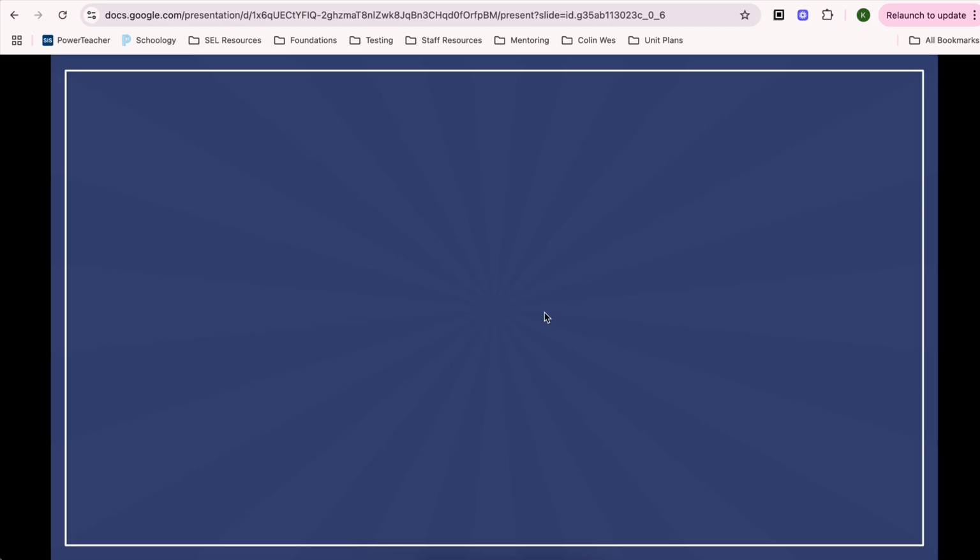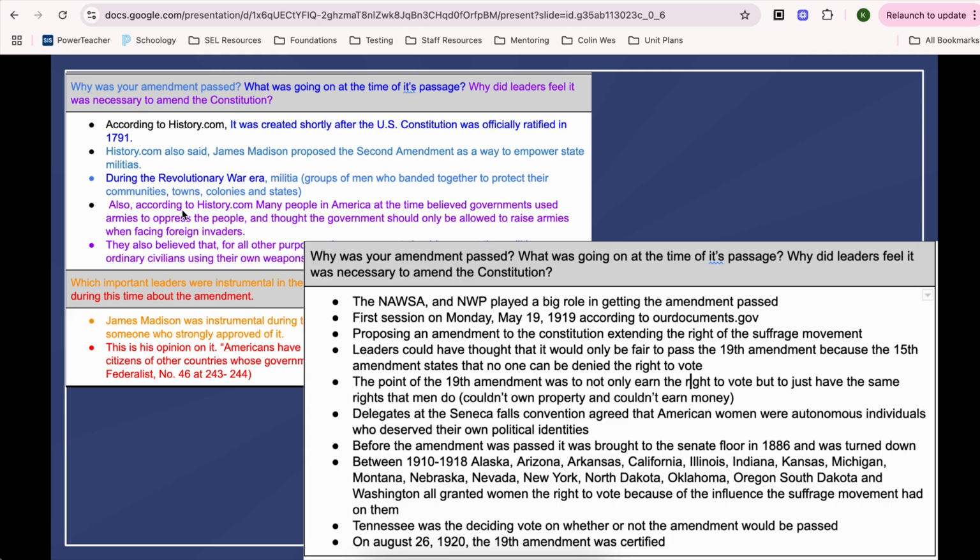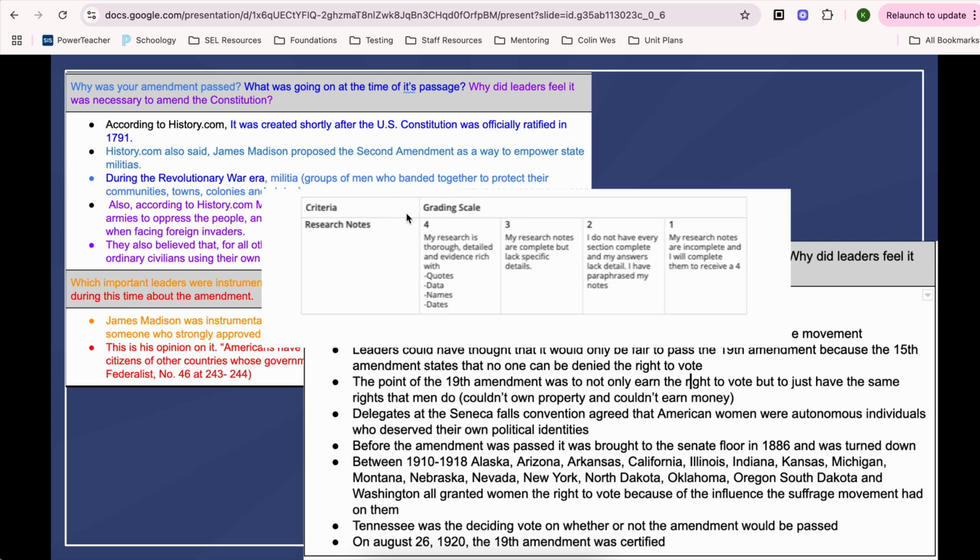Now, here are some good examples of research from this project in the past. Keep in mind, this was a different topic. It was about amendments. So for example, you'll notice this student color-coded, answered the questions thoroughly. This way you can do the same thing with your research notes, but you'll notice it's a bulleted list with years, names, dates. All of that is great information for this project. Both of these would get that person a 4.